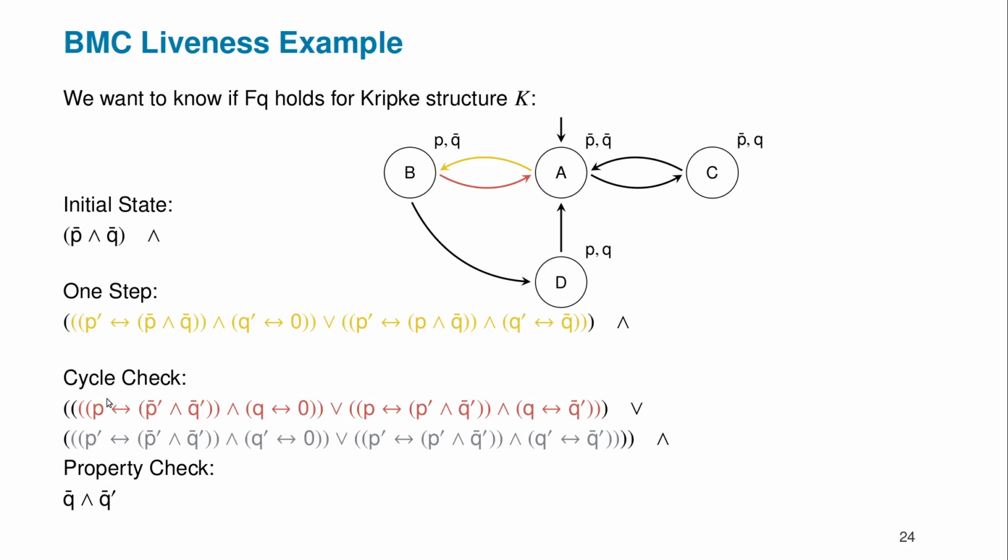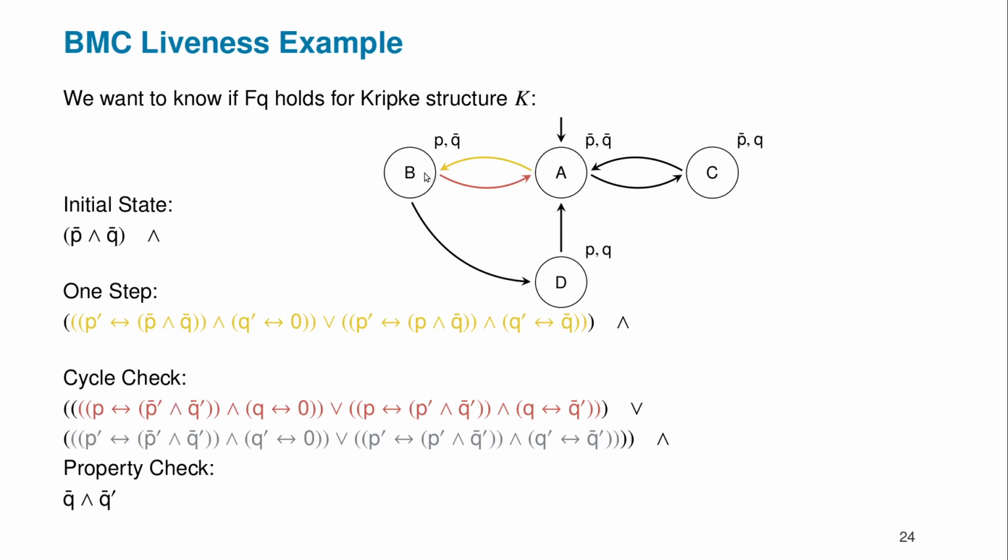And then we have to check for a cycle. Since we did one step, we visited two states. We visited the first state and the next state, and therefore we have to check if we can go back from the second state to the first state, or if we can go from the second state to itself. This is the gray part here.